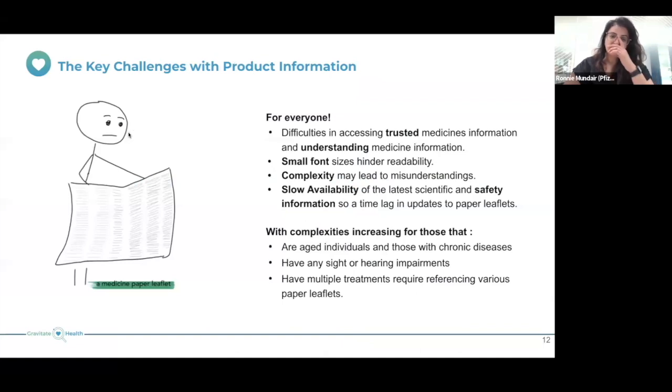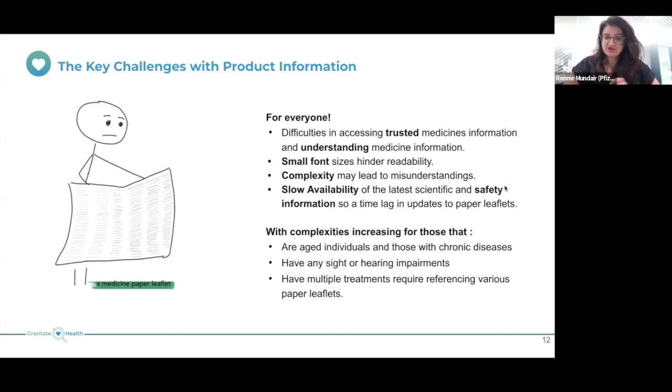So you're all familiar with patient information that often people see as a medicines paper leaflet that's made available in your medicines pack. Quite often, this document can have small font sizes, which hinder readability. It can be a bit complex as well. There can be more than one language as well. And quite often, the most up-to-date scientific or safety information has a time lag for putting in new information into that paper version. And quite often, we know that people have difficulty sometimes understanding or navigating around that paper version.